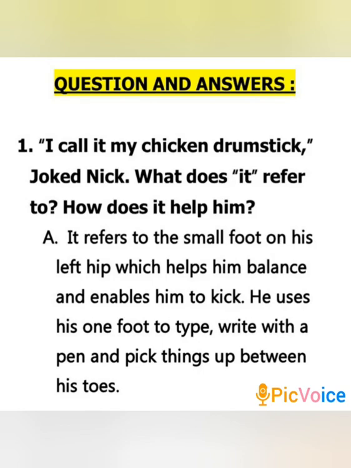The first question. I call it my chicken drumstick, joke Nick. What does it refer to? How does it help him? The answer for this question can be found in the first part of your text. I want you to find it. You need to write it in your own words. So, how should the answer be?